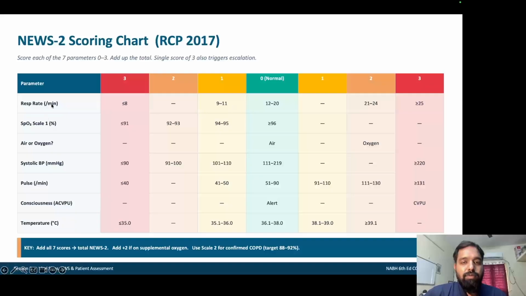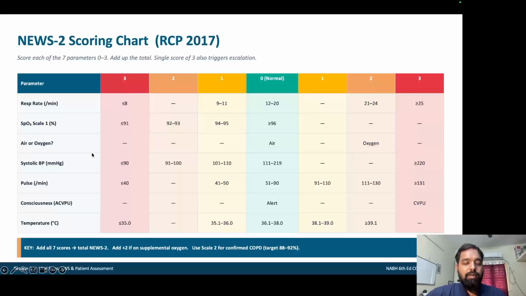For example, 12 to 20 is the normal respiratory rate. If it goes beyond, 21 to 24, it is 2. If it is more than 25, it is 3. On the lower side, bradypnea of 9 to 11 scores 1, and if it is less than 8, it is 3. Regarding SpO2, more than 96 is normal. 94 to 95 is 1. 92 to 93 is 2. Less than 91 is 3.